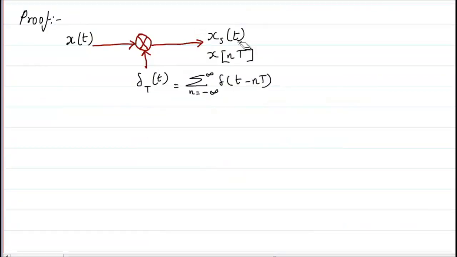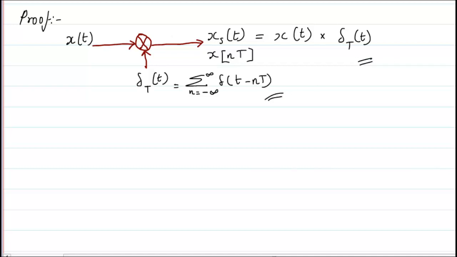So I can write x_s(t) as basically equal to multiplying x(t) with delta_T(t). So this is what is going to be the output. Let me draw this small, otherwise people will confuse it with capital X. Okay, so this is the multiplication that we are going to have, where delta_T(t) is basically given by this equation.